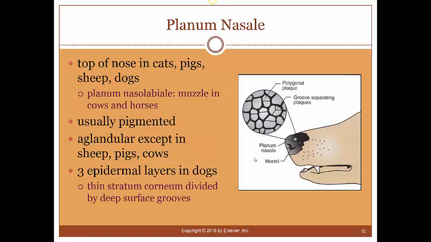In dogs and cats it's aglandular, and also in horses. When we get to livestock like sheep, pigs, and cows, though, they do have some glands there that can secrete onto the surface. And then when we look once again at the layers right there, we usually have 3 layers visible in the dog. Some other species we can see more.